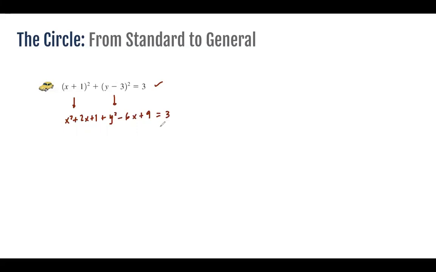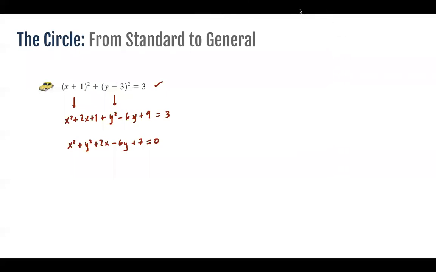Then I'm gonna reorder the values, having the squared terms first. So that's x squared plus y squared. Then I'm gonna have the x term later, 2x, then, sorry, the y term, minus 6y. And then the constant, I have 1 plus 9, that's 10, and then minus 3 is gonna be 7, if I'm not mistaken. And that's it. That's the general form of the equation.